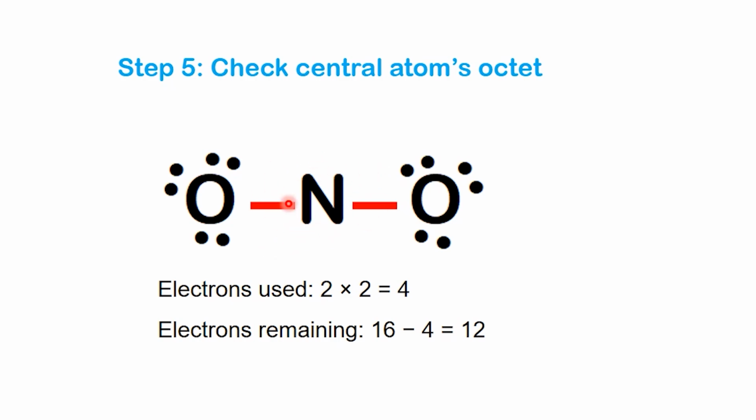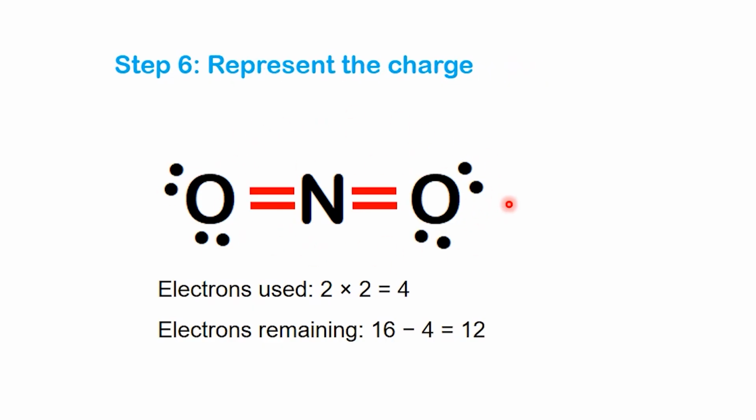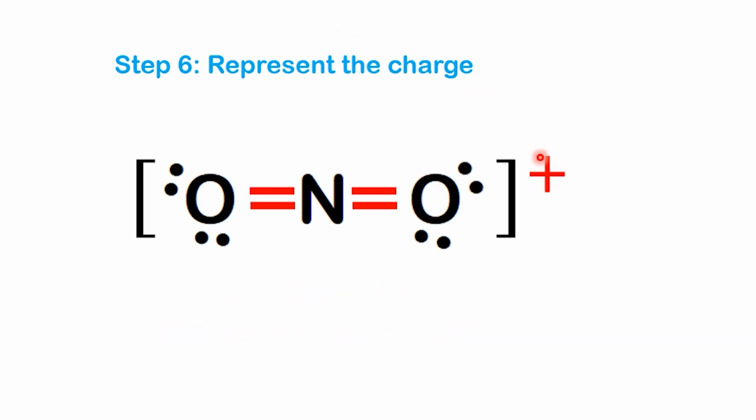To correct this, we convert lone pairs on each oxygen into bonding pairs with nitrogen. This forms 2 double bonds, giving nitrogen a total of 8 electrons and forming a structure where nitrogen is double bonded to both oxygens. Because the molecule carries a positive charge, we indicate the overall charge of +1 on the ion. The final Lewis structure for the nitronium ion is linear, with nitrogen in the center, double bonded to 2 oxygens, and the whole species carrying a positive charge.